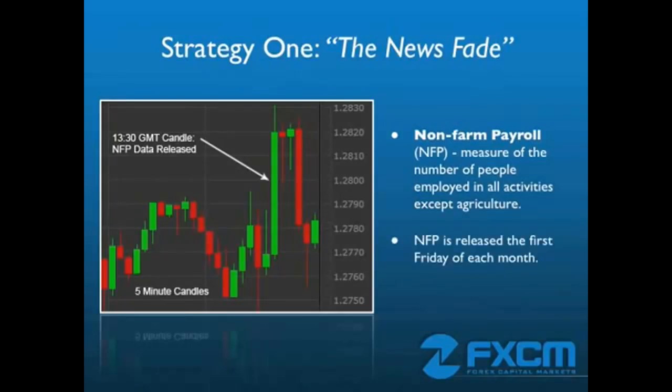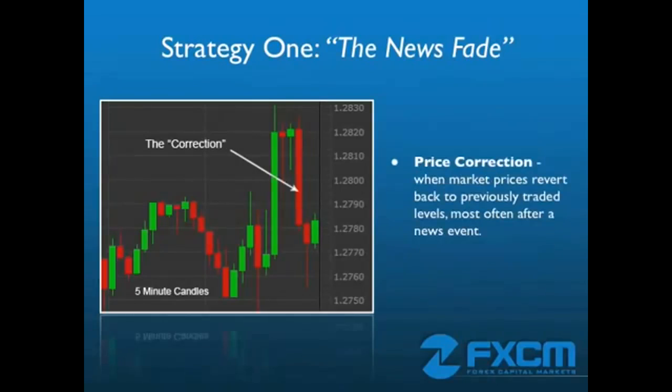NFP is a measure of the number of people employed in all activities except agriculture. It is released on the first Friday of the month and is historically the most market-moving news event for the dollar. Now, what we are looking for with this strategy is the correction.